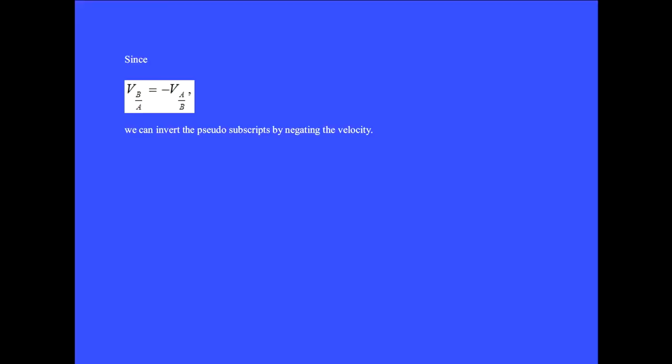Since the velocity of B relative to A is the negative of the velocity of A relative to B, we can invert the sort of subscripts by negating the velocity.